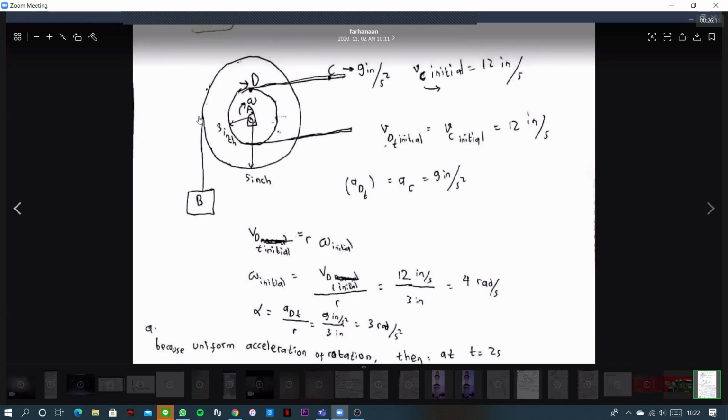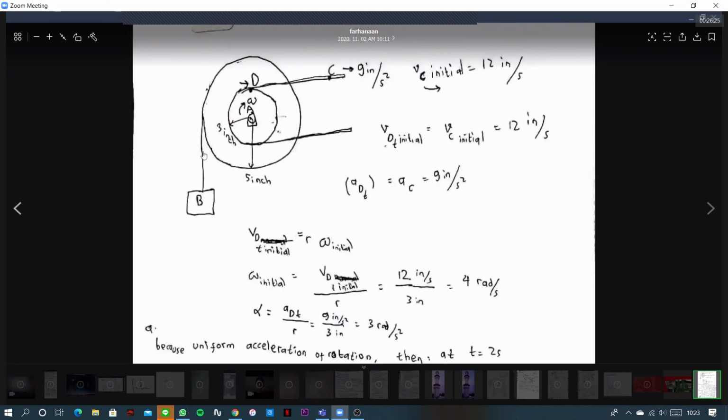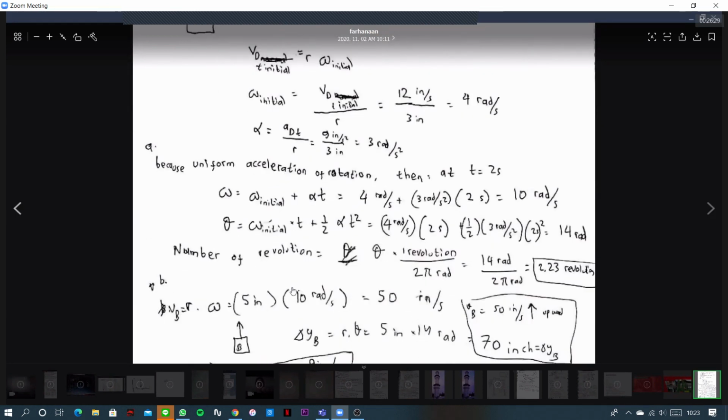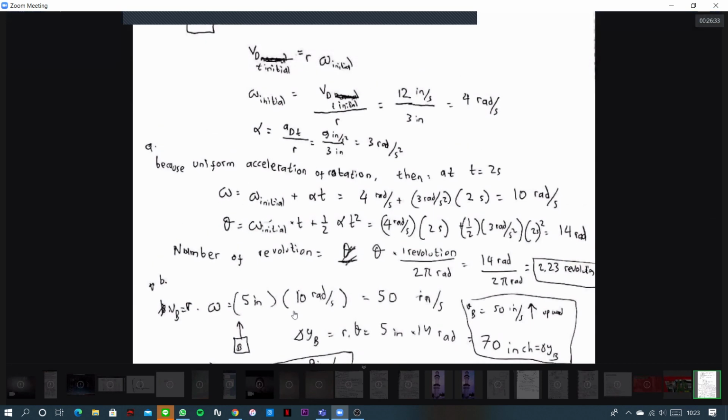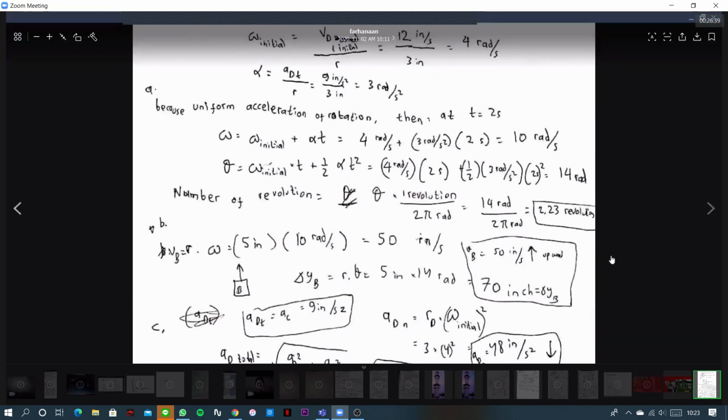The angular velocity of this gear is the same as the angular velocity of this gear. So because the angular velocity is 10 radians per second, we get 10 radians per second times 5 inch. Okay, so you get 50 inch per second. Okay. And then the last question says number C.